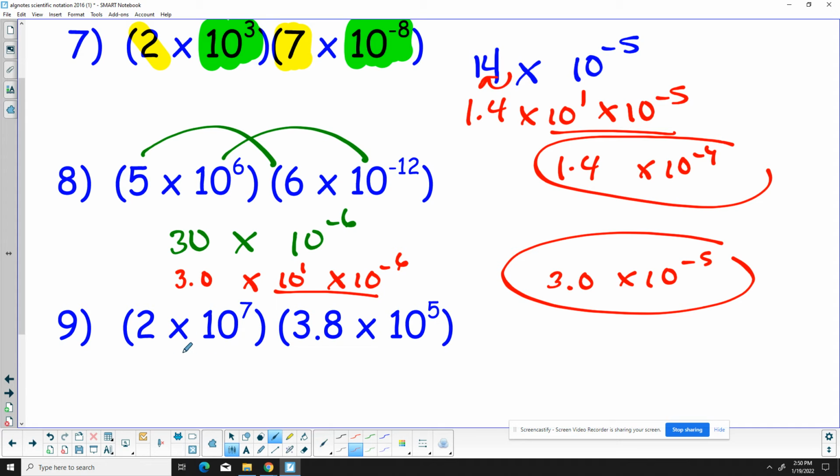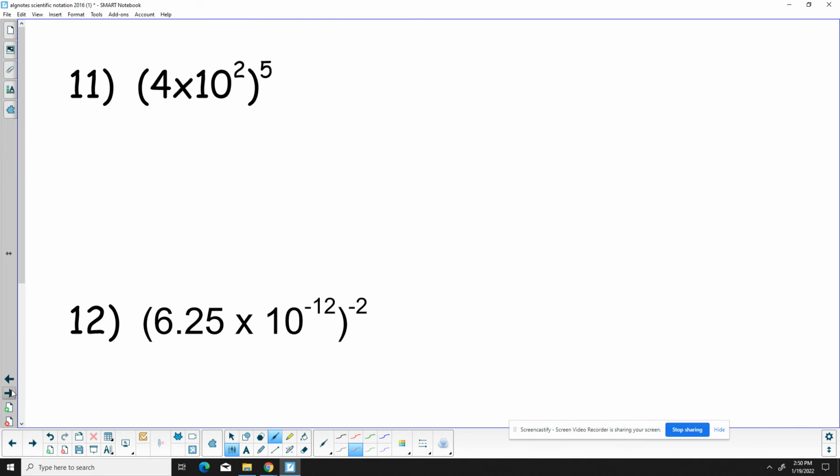Number 9, if I multiply 2 times 3.8, that would just be 7.6. And I'm just adding the 7 and the 5 together. And this is perfectly fine. 7.6 is in the right range.